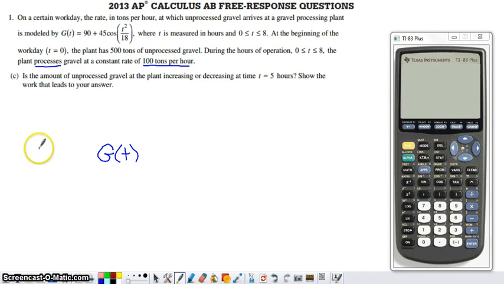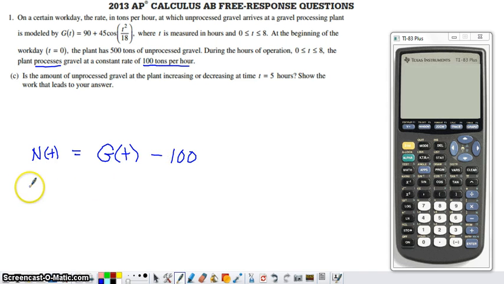So the net rate of change function, I'll just call this n of t, is given by g of t, the rate that it arrives, minus the rate that it's processed, which is constant. And so what we want to know is whether or not the unprocessed gravel that's at the plant is going up or going down at time t equals 5. So we're taking the rate that it arrives minus the rate that it becomes processed.